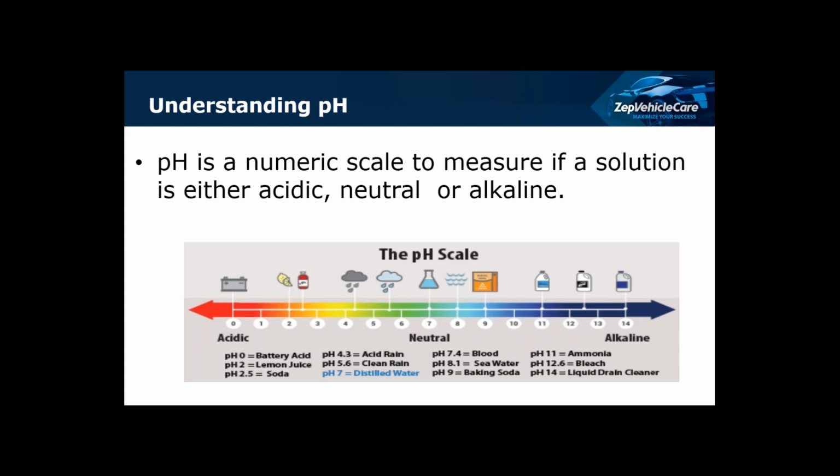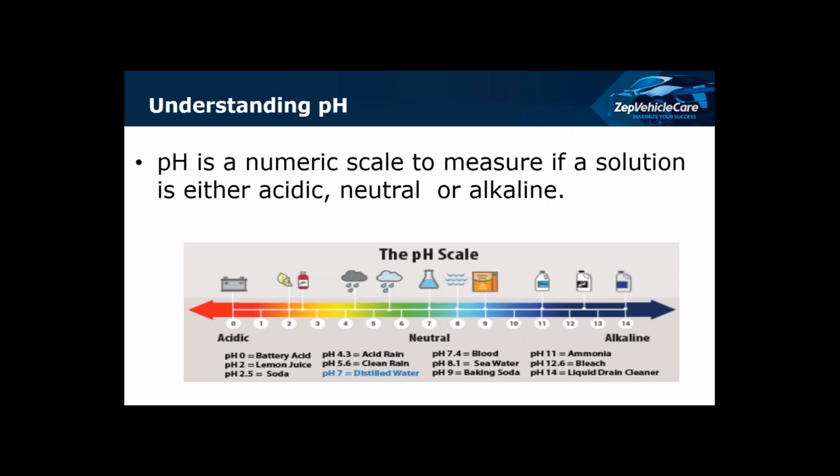Your drinking sodas and lemon juices and things of that nature are in the 2.5 range. Your water is in the 4 to 7 range, with distilled water being 7 at neutral. A good clean rain is in the 5 range, but acid rain is actually down into the 4s. Then we get above the neutral line on the alkaline side. You can see blood and seawater and baking soda are in the 7 to 9 range. And then getting on up really strong, we have ammonia, bleach, and a caustic drain cleaner, which is in the 11 to 14 range. So that just kind of gives you an idea of the pH scale.